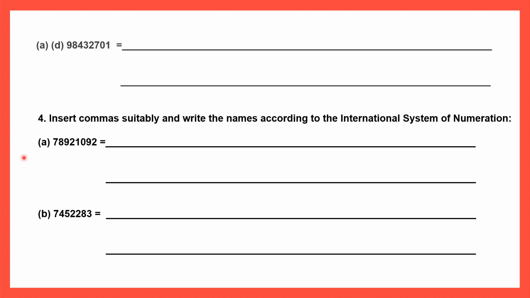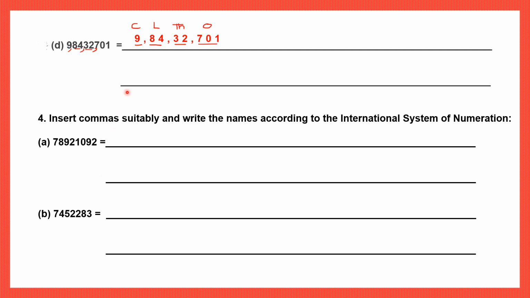Next one, question. So let's place commas. Ones, tens, hundreds, ones period. Then we have thousands, 10,000. Then we have lakh, 10 lakh. So where are the commas? It's after 9. Then we have 84. Then we have 32 and 701. So this is the ones period. This is the thousands period. This is the lakhs period. And this is the crores period.